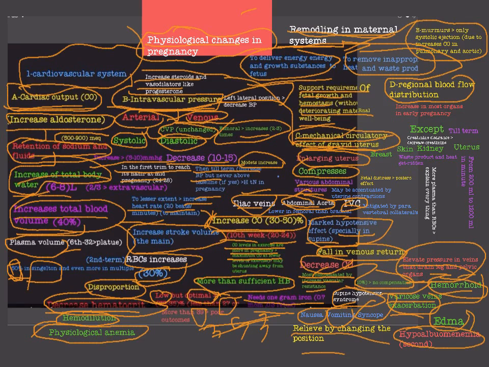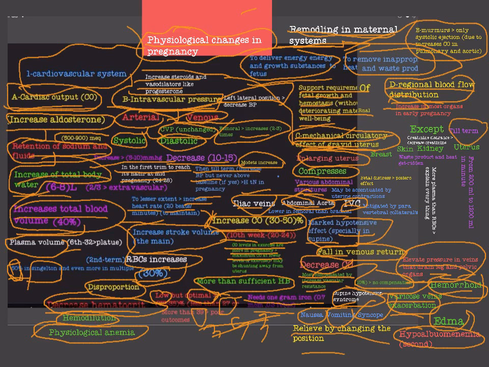What about the regional blood flow distribution? In pregnancy, the regional blood flow distribution will increase, okay, to most of organs. And this will happen in early pregnancy, except for some organs like breast, skin, kidney, and uterus. The increase in blood distribution to these organs will not stop in early pregnancy. It will continue till term, okay?